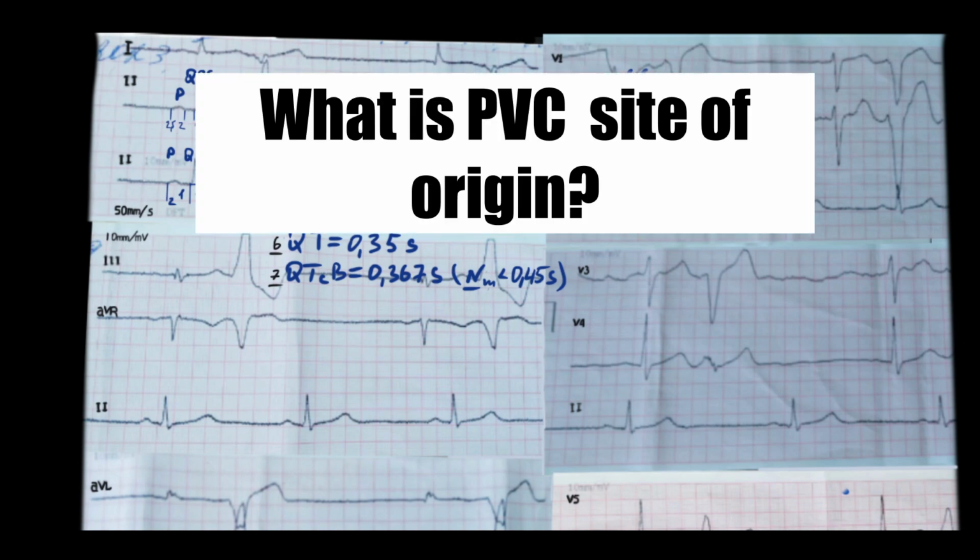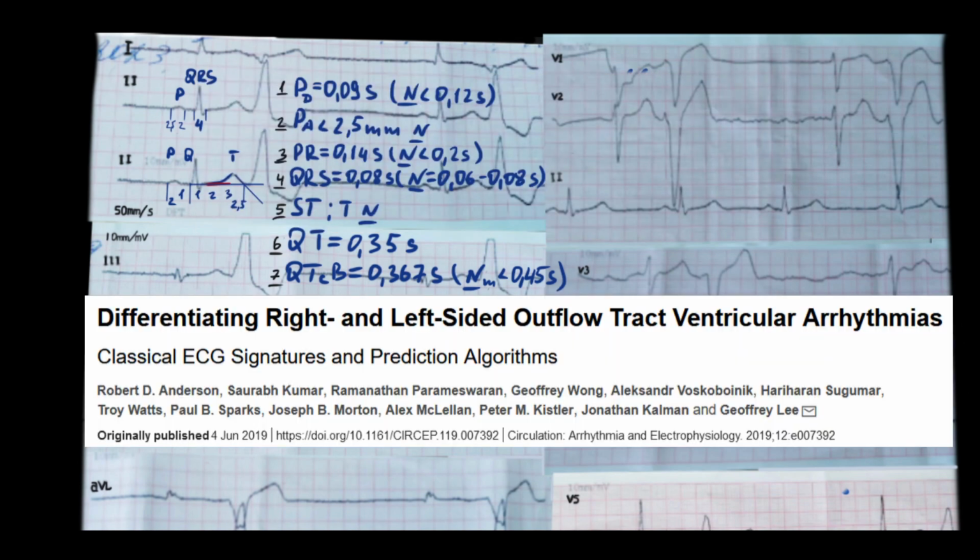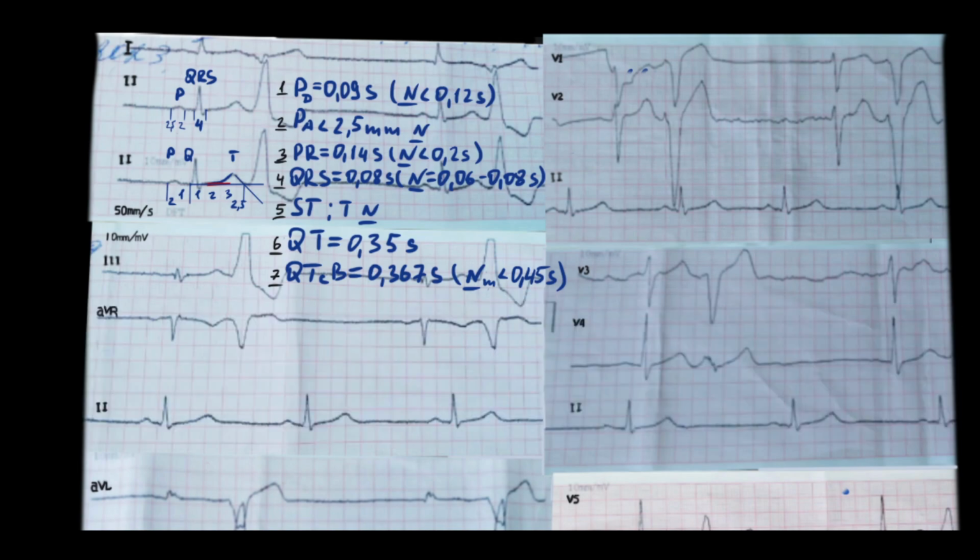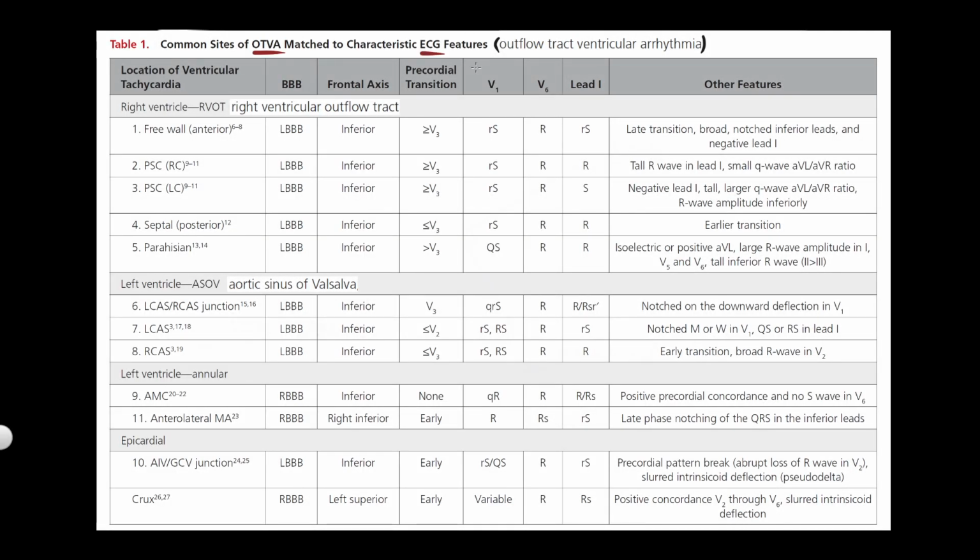For the further management strategy, we need to know the site of origin of the extrasystole. I usually use this article for ventricular site of origin evaluation. Let's go. Here we have a table of outflow tract ventricular arrhythmias ECG features. We see right ventricle outflow tract features, left ventricular aortic sinus of Valsalva features, left ventricular mitral annular ECG features, and epicardial ECG features. Evaluation consists of extrasystolic bundle branch block morphology check, extrasystolic frontal mean QRS axis, evaluation of the precordial transition zone, and evaluation of QRS morphology in some ECG leads.